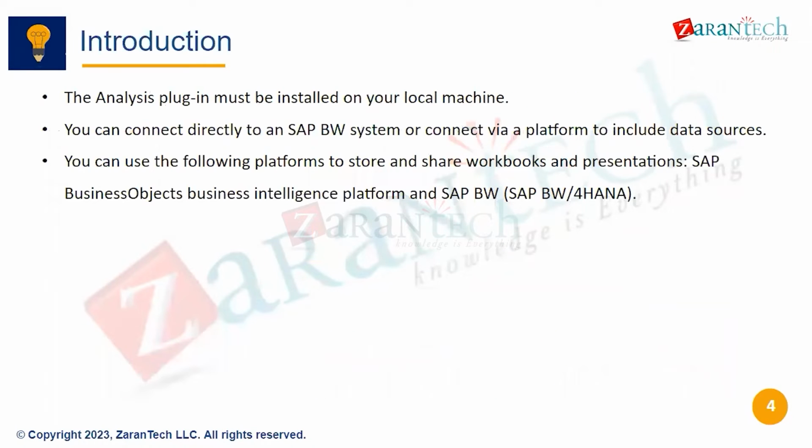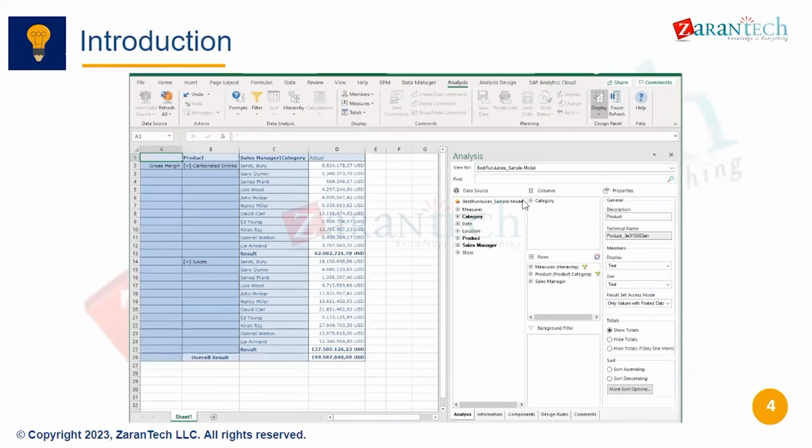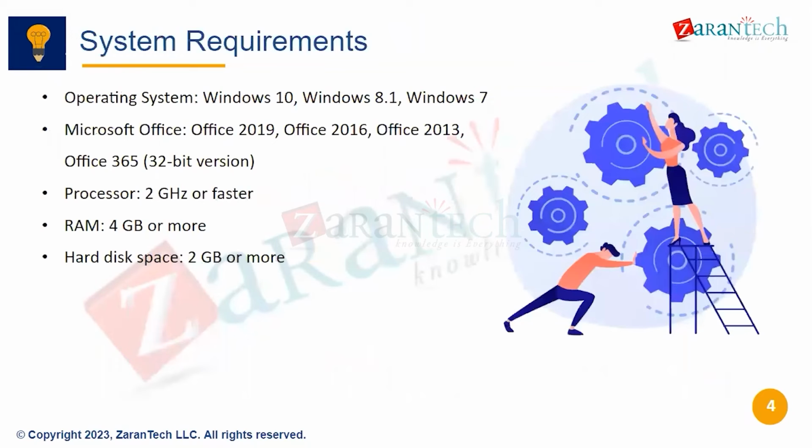Then what is analysis for Office, what are workbooks, and how it can connect to the BW system, that we discussed. But I will show you in the system as well. And then how does this look and feel, just a glimpse of it. Then we talked about the system requirements for analysis for Office to be installed, and what the compatibility with Windows and Office is.